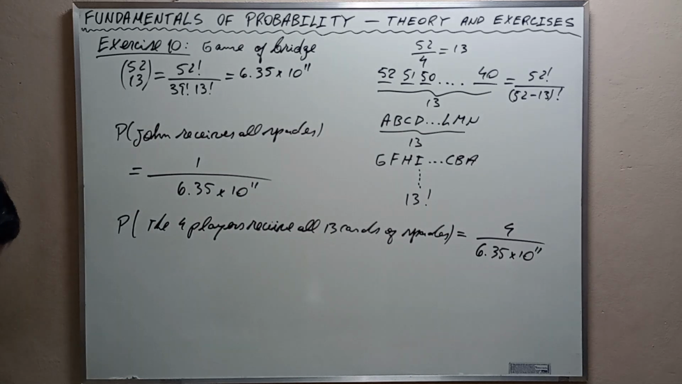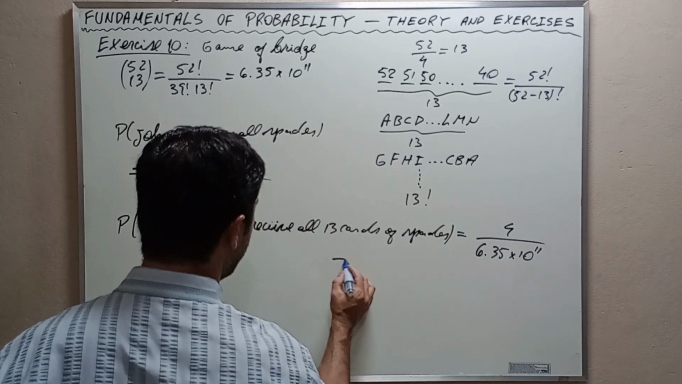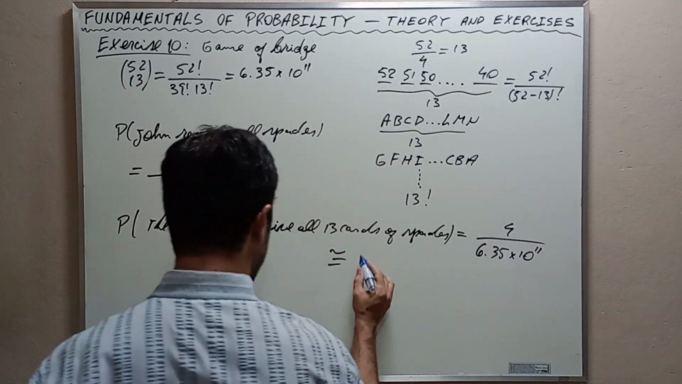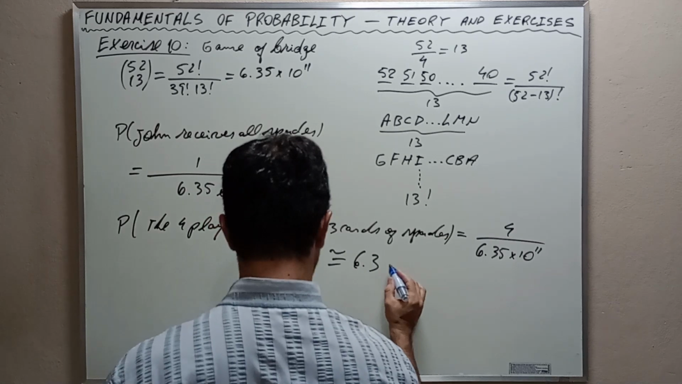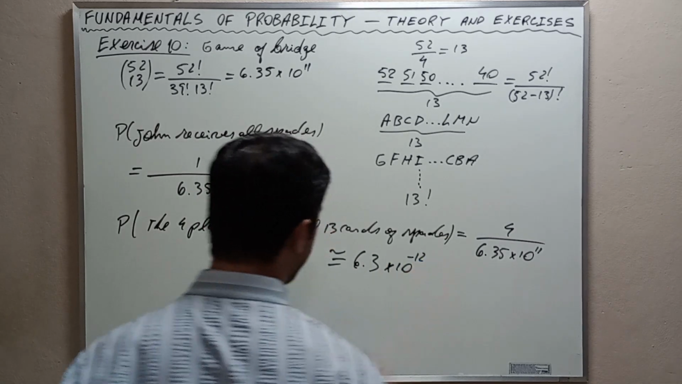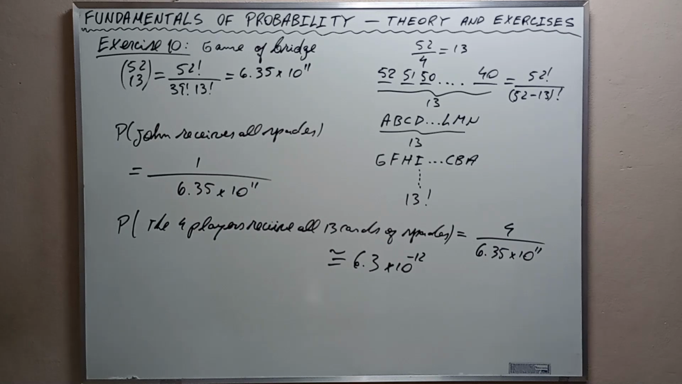and this is approximately equal to 6.3 times 10 to the negative 12. The probability, this number, 6.3 times 10 to the negative 12. This is the probability that one of the players is dealt all 13 cards of spades, my friends.